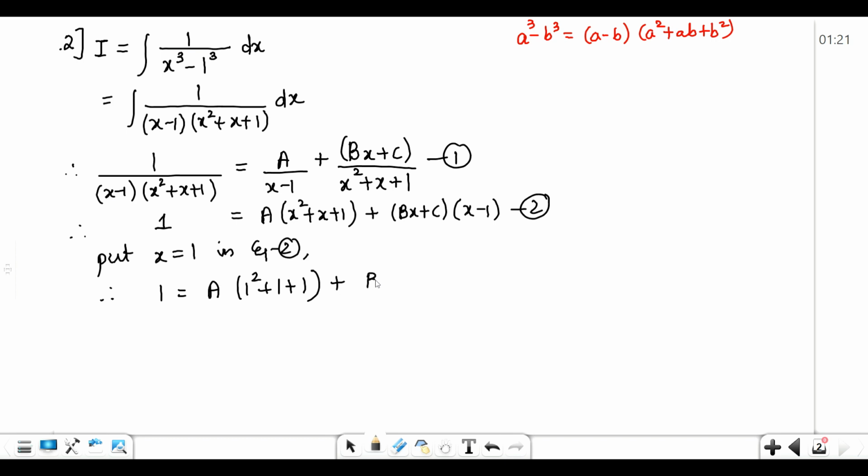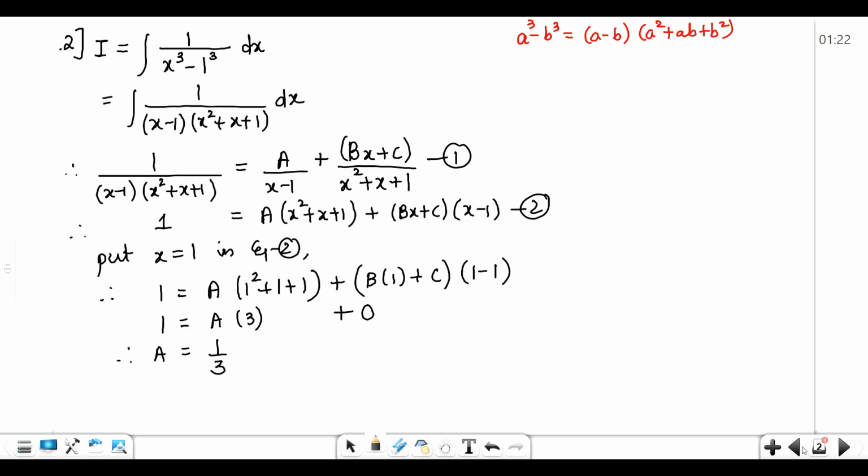So b times of 1 plus c, and this will be 1 minus 1. Okay, now if you can see, this 1 minus 1 becomes 0, and this whole thing will be multiplied with b plus c, that whole thing will become 0. So instead I'll write 0 here, and this will be 3 times of a. So a we got as 1 upon 3. Okay, hope you understood the value of a.